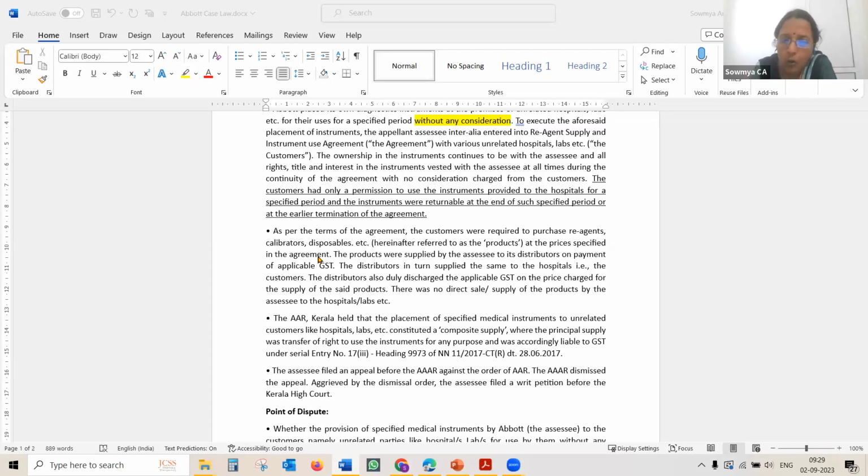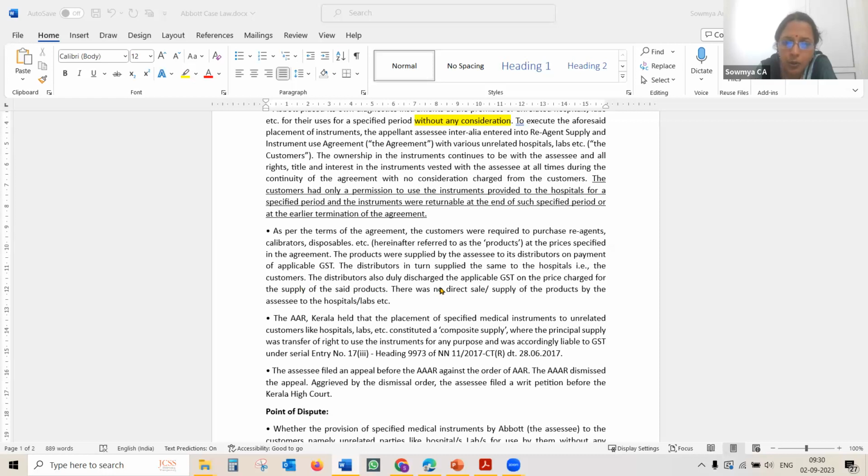So this machine will work only with ABOT chemicals and consumables. The products were supplied by the assessee to its distributors on payment of applicable GST. So the consumables were supplied by the distributors. ABOT will supply the consumables to all the distributors, and these hospitals have to purchase from the distributors only. The distributors in turn supplied the same to the hospitals, the end customers.